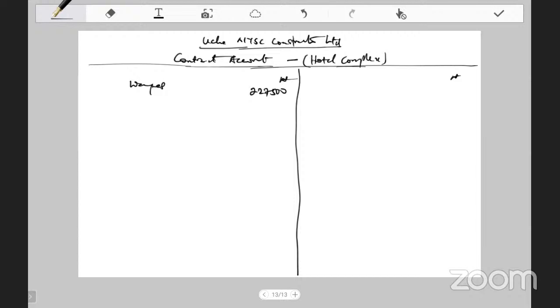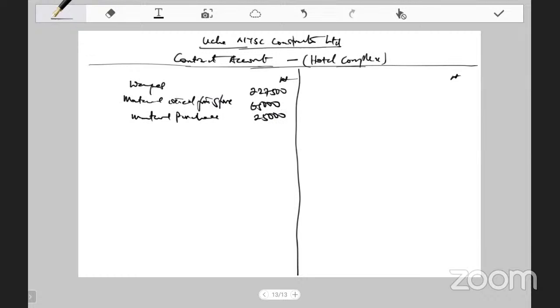Is it not the same thing that we did? Yes, it looks like the same thing, but it's not the same thing. We are now using what we call the work in progress method. So what is the material issued from store? 65,000. What is the material purchased? 25,000.